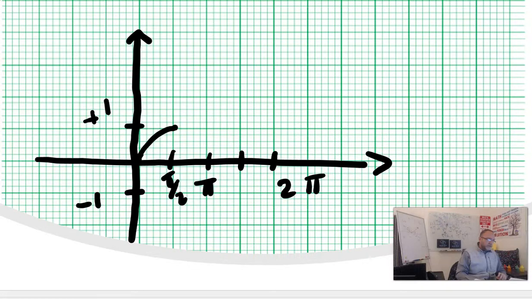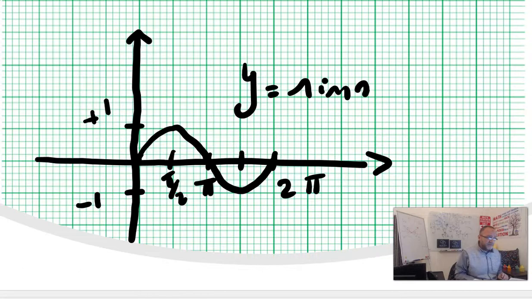and then when it goes to pi or 180 degrees, it goes back to 0. Sine of pi or sine of 180 degrees is 0. When it's at 3 pi over 2, it's right here at -1, and it goes back to 0 at 2 pi. So this is y equals sine of x, a simple one within a cycle of 2 pi.